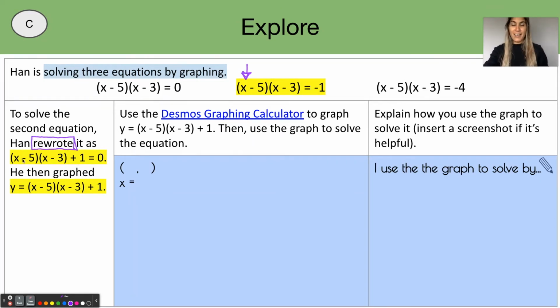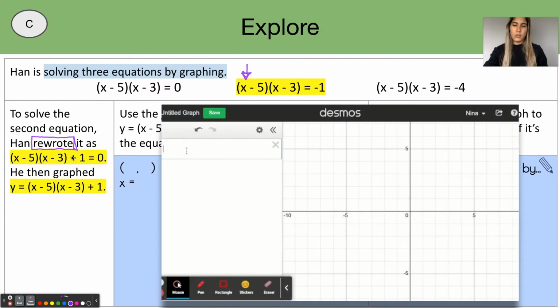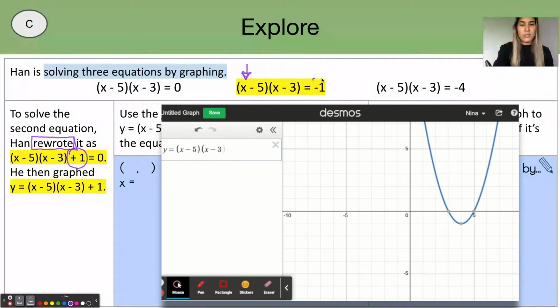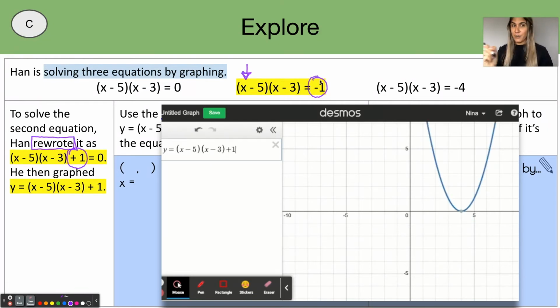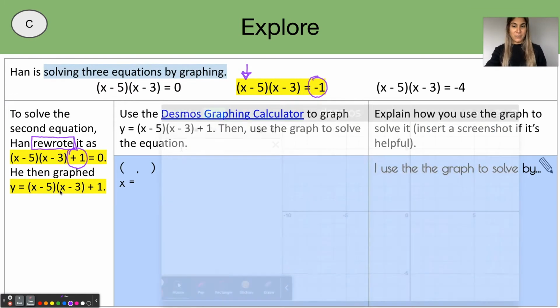Rewrote it as x minus 5 times x minus 3 plus 1. So here I see that I have my plus 1 on this side with the rest of the equation. So he moved it from one side to the other one. And remember our inverse operations that we've been learning about. He then graphed y equals x minus 5 times x minus 3 plus 1.